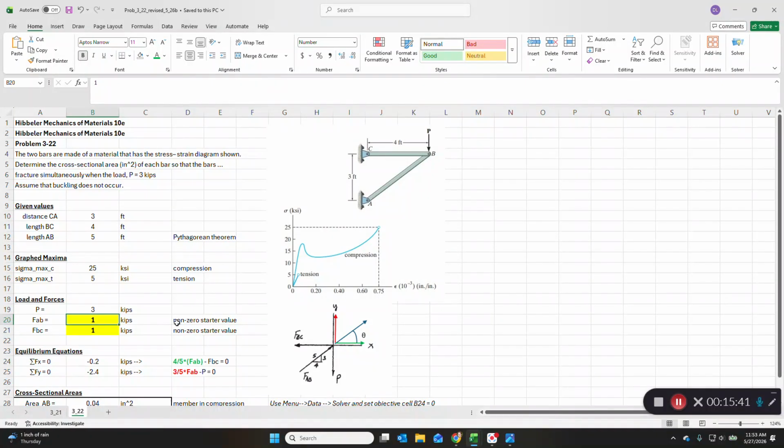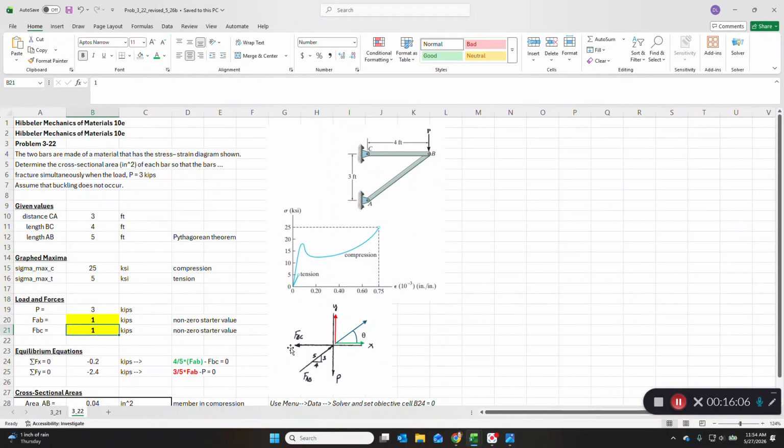Now, I'm going to use non-zero starter values of 1 for each of these. You would not want to use 0. And then we set up our equilibrium equations. I drew in the x and y vectors here in red and green, and also the angle theta, so that we can see how to resolve these vectors into their components.